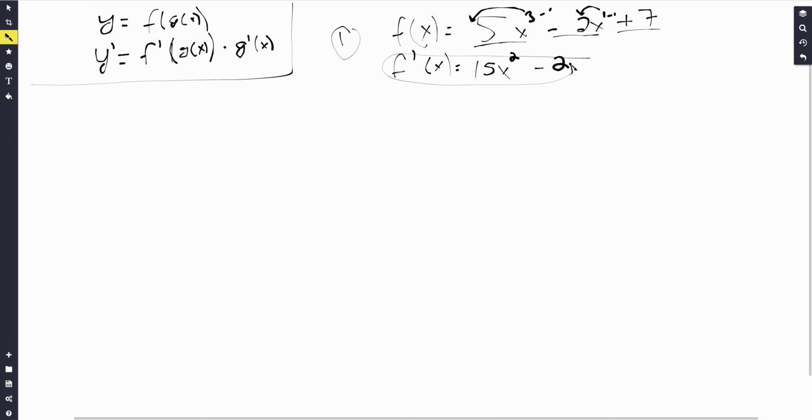Again, that was a simple example. Moving on to a bit more difficult example compared to the one we did. Okay, question 2. f of x is equal to 2x plus 3 times x squared minus 1. Okay.